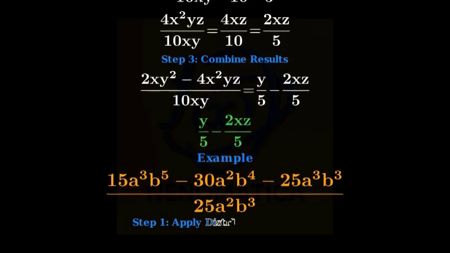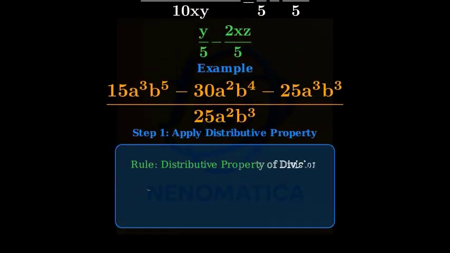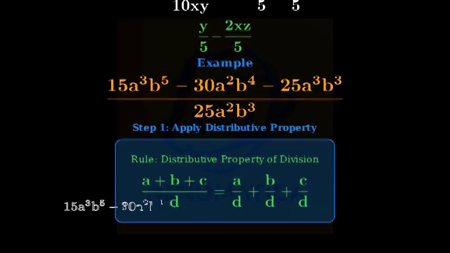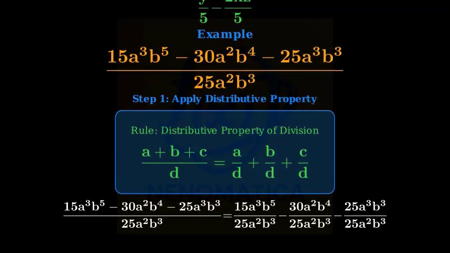squared b to the fourth divided by 25 a squared b cubed minus 25 a cubed b cubed divided by 25 a squared b cubed. Now, let's simplify each fraction by dividing the numerator and denominator by their common factors.